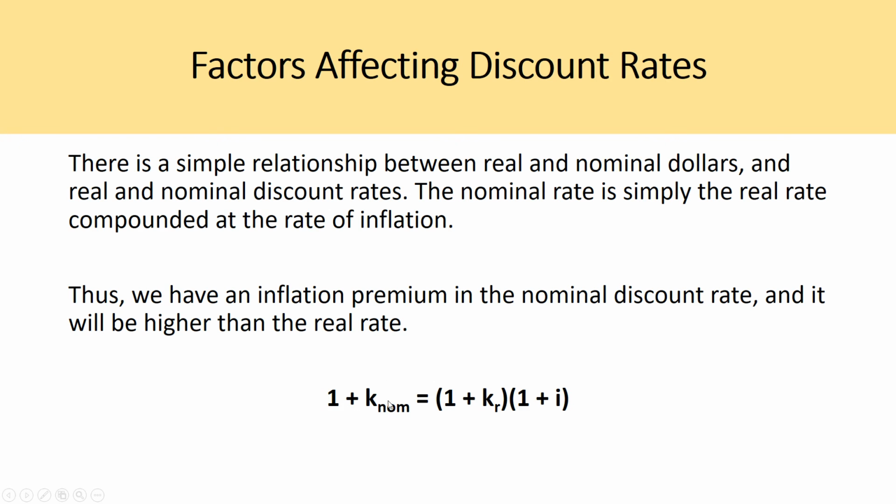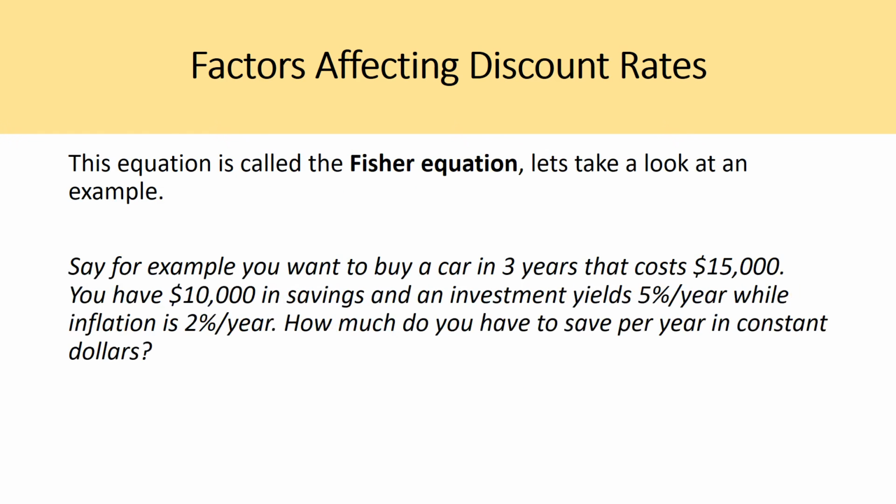So to get our nominal rate, we need to of course know our real interest rate and our inflation rate. And so we multiply 1 plus the real interest rate times 1 plus the inflation rate to get 1 plus the nominal rate. And of course, then we can subtract 1 to get our nominal rate. Okay, so this equation is called the Fisher equation.